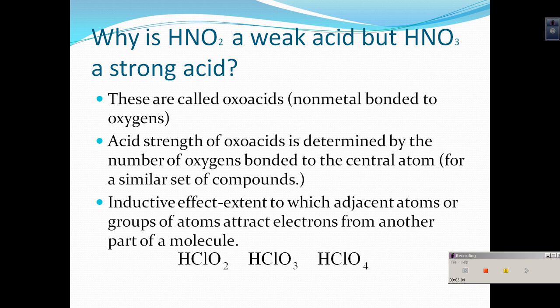Anyways, what we end up with is an inductive effect, and that looks at how adjacent atoms attract electrons from another part of a molecule. So since those oxygens and chlorines are attracting electrons back and forth from each other, oxygen doing a little bit better job of attracting them, that hydrogen just kind of gets left out all by itself. Nothing really is going on. It's not really a part. It feels kind of left out, and it goes ahead and just leaves. And that's when it becomes an acid, when you have that H becoming an H+ in solution, which then is going to bond to a water molecule.